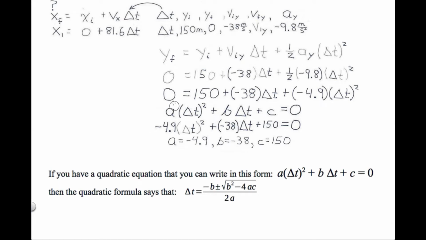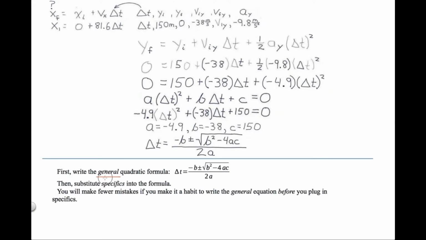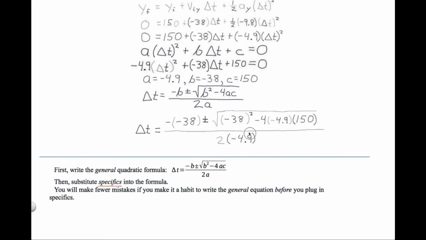Our value for A is negative 4.9. Our value for B is negative 38. Our value for C is positive 150. Now we're ready to use the quadratic formula. First, write down the general quadratic formula. Then substitute specifics into the formula, like so. Be careful to include all the necessary minus signs.